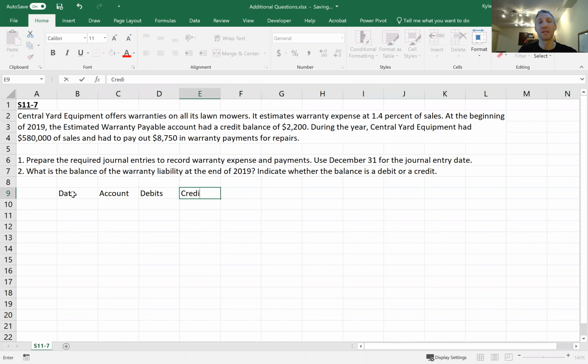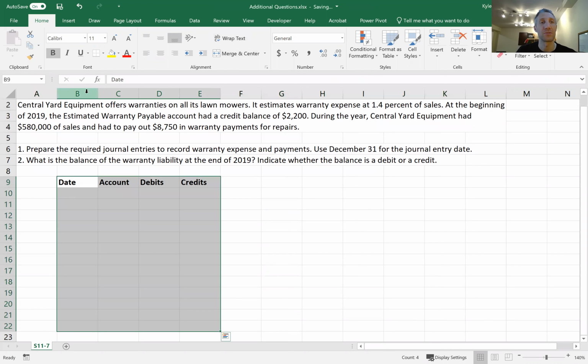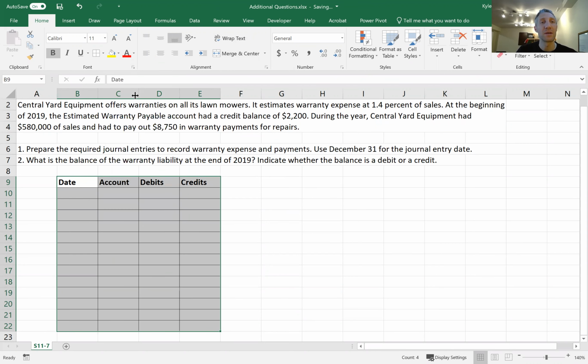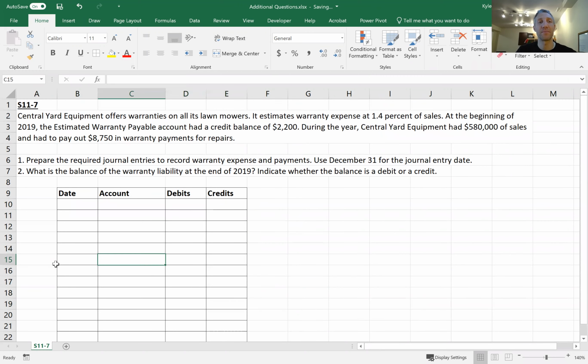So as always, I'm going to give myself a journal entry template, as requirement number 1 is requiring us to do the journal entries. So just give me a moment to get this set up. As soon as I'm done, I'm going to summarize the information that is given in this problem.